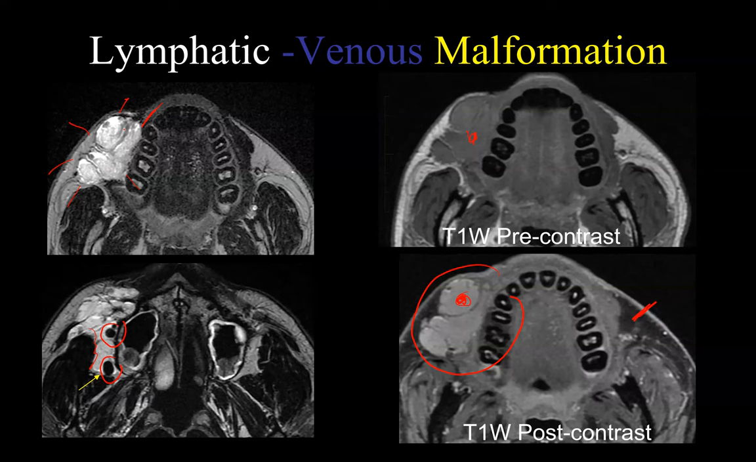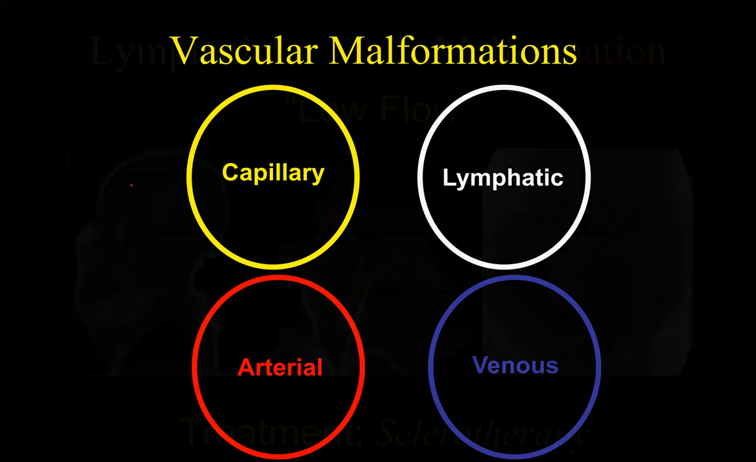So high T2 signal makes me think lymphatic. The involvement of the muscle makes me think venous. And then when I see the phlebolith right there, then I think that it's venous. So we made the diagnosis of lymphatic venous malformation. So he did end up going to a special clinic, but they opted not to do anything because, you know, he didn't want to have surgery. And then he also didn't want to go sclerotherapy, he just decided to kind of live with what he has. Again, it's important to identify these properly as low flow malformations.